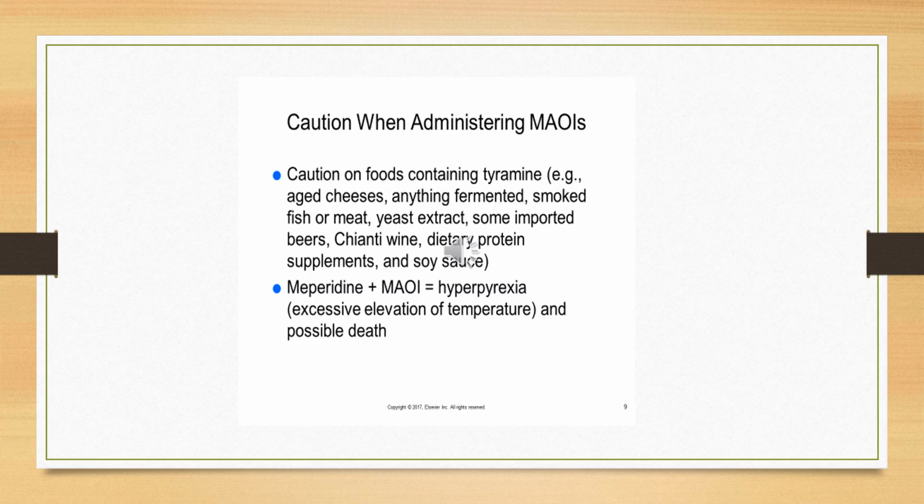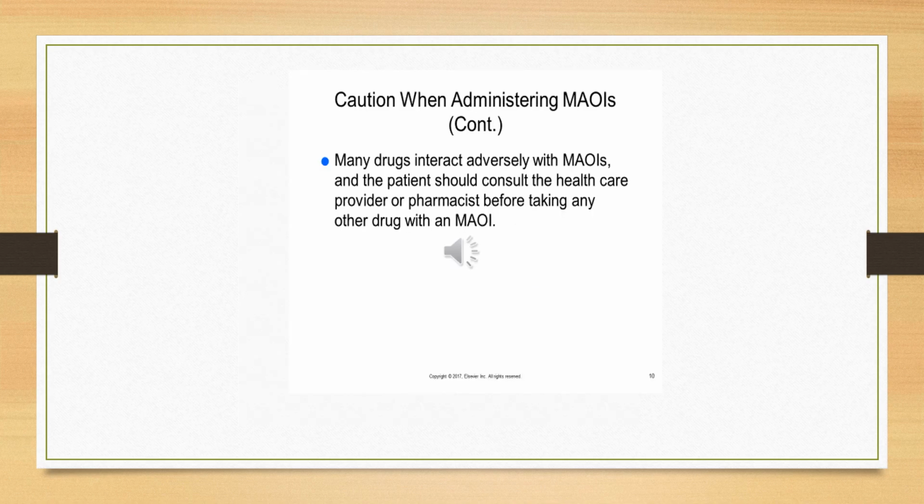Also, taking meperidine with the MAO inhibitors can excessively increase your temperature, resulting in death. So you want to be careful with your patients taking those MAO inhibitors. So again, with the MAO inhibitors, just make sure your patient talks to the pharmacist before they take any other medications or mix any other medications with this, because you don't want any adverse reactions occurring for your patient.